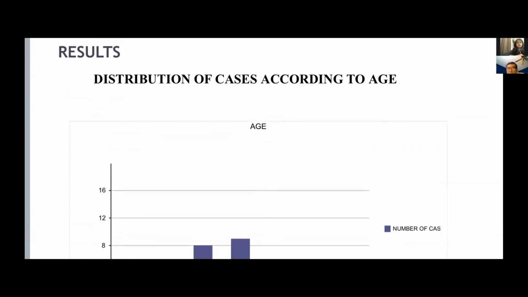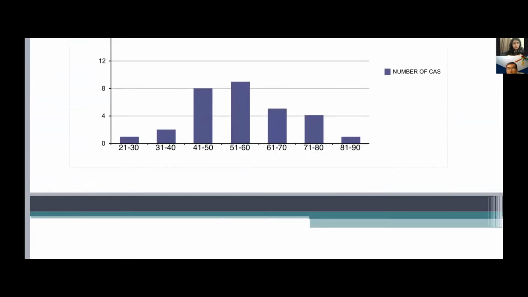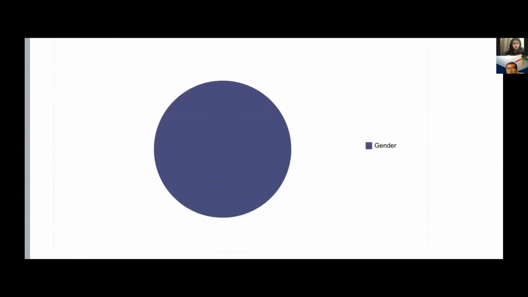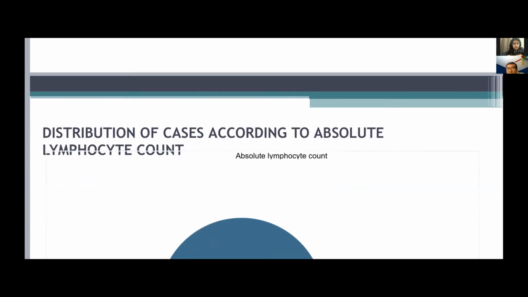There was a distribution of the cases according to age. The majority of the cases in our study were in the age range of 41 to 60 years, which is a very common age for non-Hodgkin lymphomas usually that we see. According to gender, the majority of the cases were males. Distribution of the cases according to lymphocyte count: in the majority of the cases, the absolute lymphocyte count was more than 5,000.